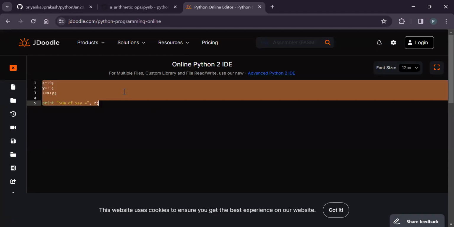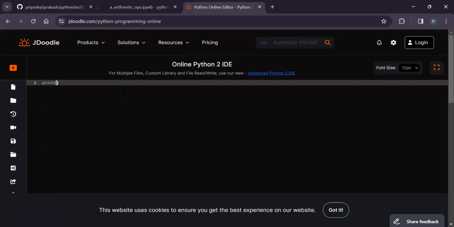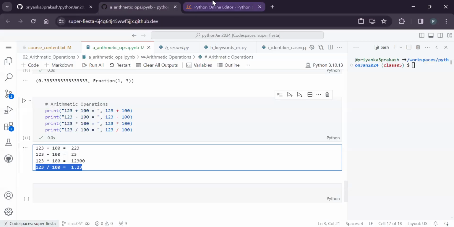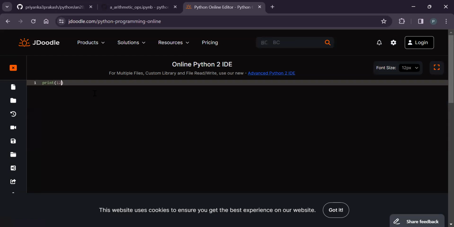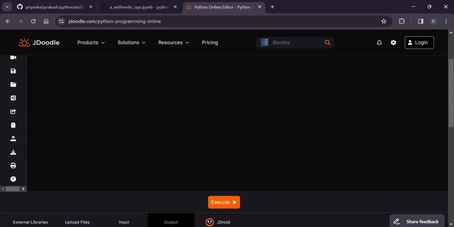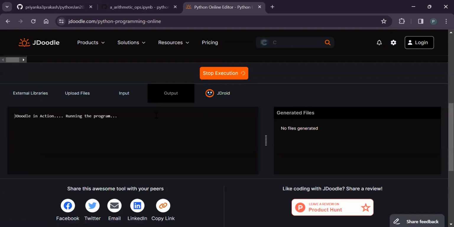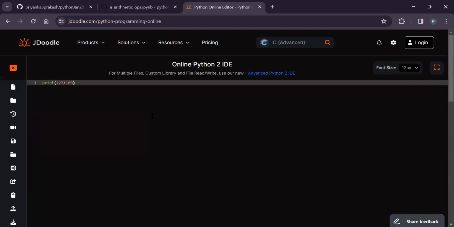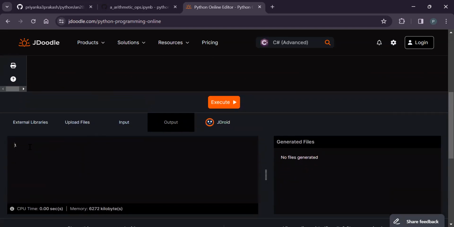If I say print of 123 by 100, the same 123 by 100 if I do, and if I run this, yeah, if I execute it, you will notice. Here I did 123 by 100, so I got 1.